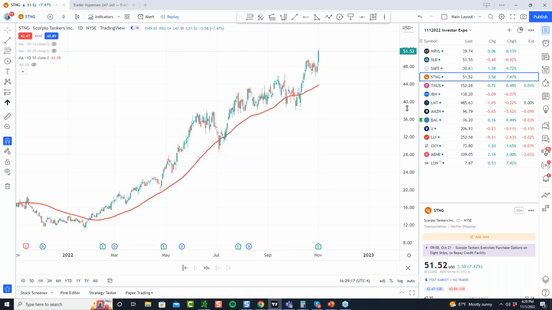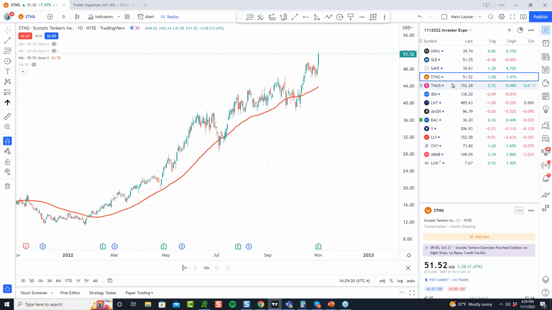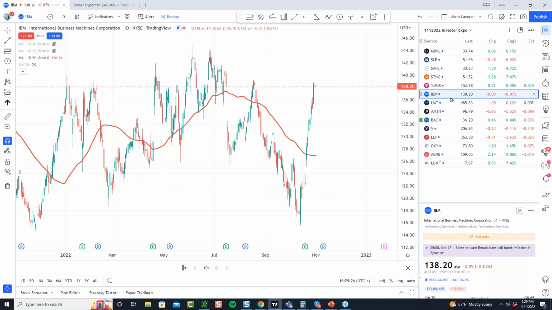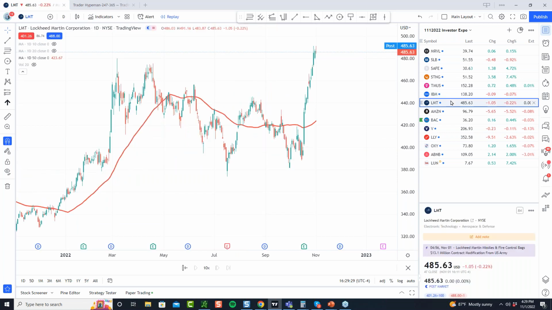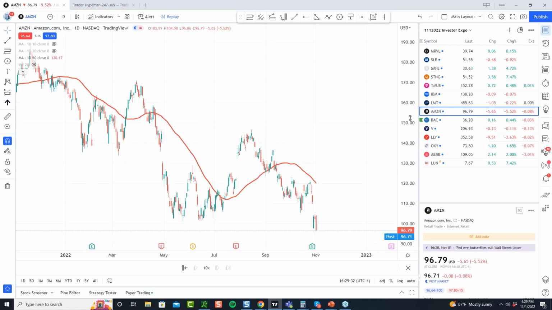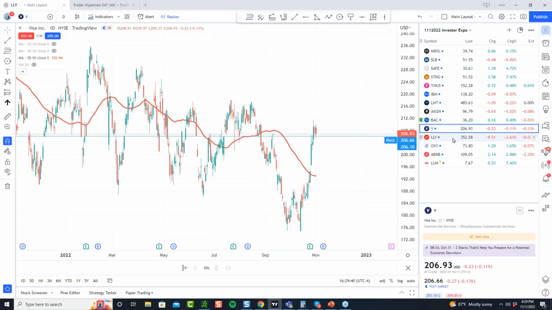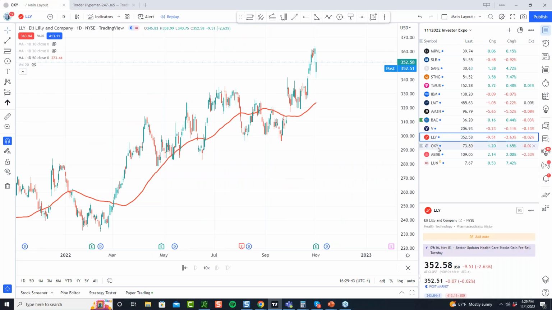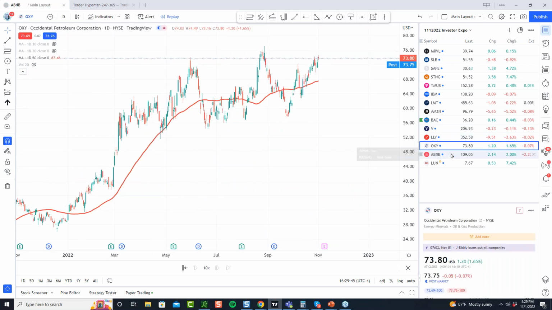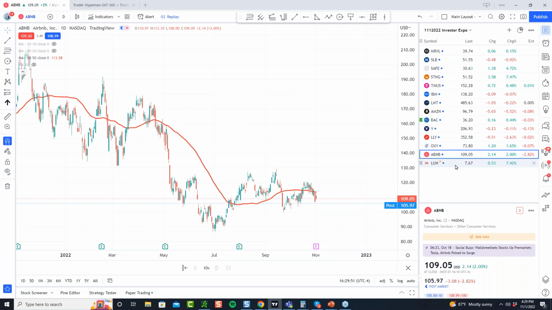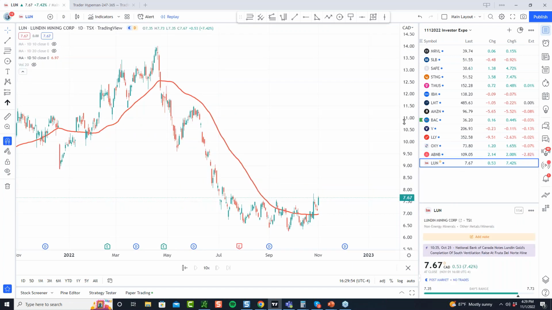Let's go to Scorpio Tankers. That's an uptrend. T-Mobile, uptrend. IBM, uptrend. Lockheed Martin, big uptrend. Amazon, downtrend. Bank of America, uptrend. See all my additional analysis down there. Visa, uptrend. Eli Lilly, uptrend. Oxy's an uptrend. Airbnb, downtrend. Lots of additional analysis. These are ones we've looked at before. Here's LUN, London Mining Corp. This is an uptrend.